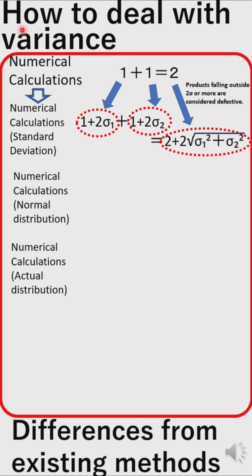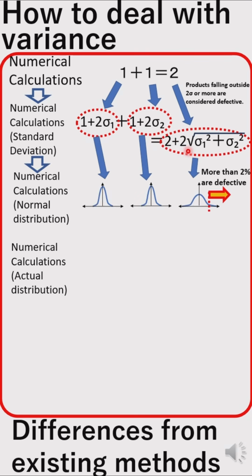Today, I'd like to explain variance analysis in a simple way, and how it differs from conventional design and analysis methods. For example, think about the dimensions of an assembled product, or the amount of water in a tank. In conventional methods, when adding two values together, if each value has a standard deviation of σ, the total variation is calculated using the square root of the sum of squares.